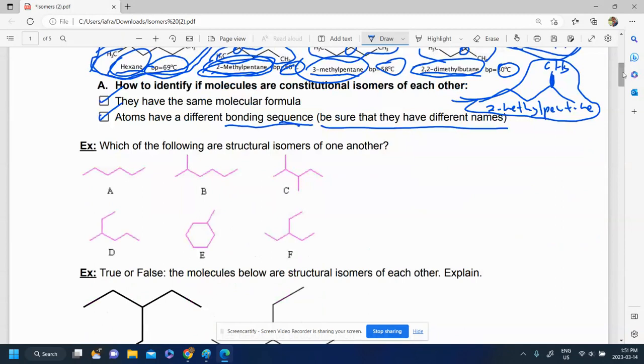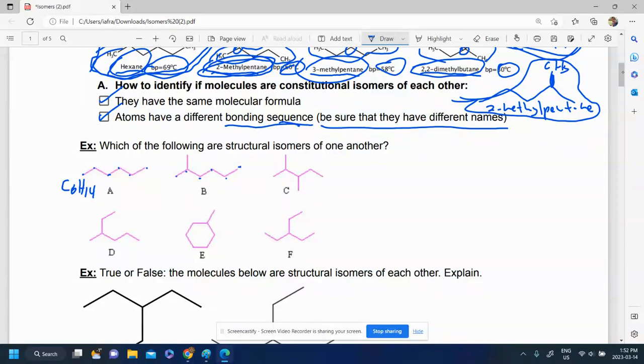Notice that they're all single bonds. So for A, for example, there's no double bonds. I know it's an alkane. There's 1, 2, 3, 4, 5, 6 carbons. So it's C6H14 because it's an alkane, CnH2n plus 2. Or you could just draw out all the H's and just count them.